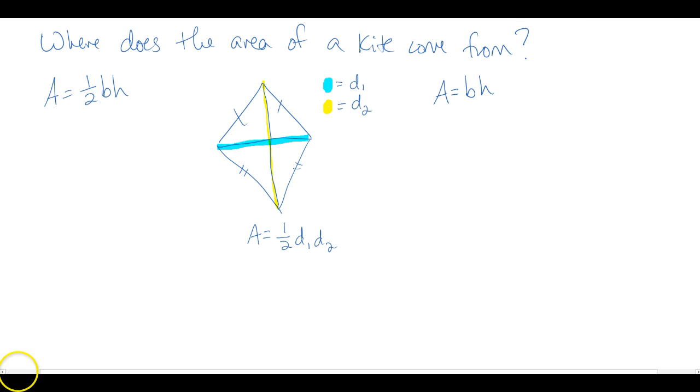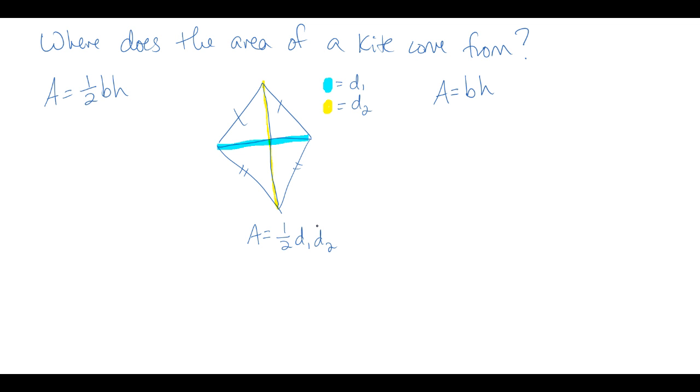Where does the area of a kite come from? You find the area of a kite by taking the two diagonals, multiplying them together, and finding either a half or dividing by 2. But why does this work?